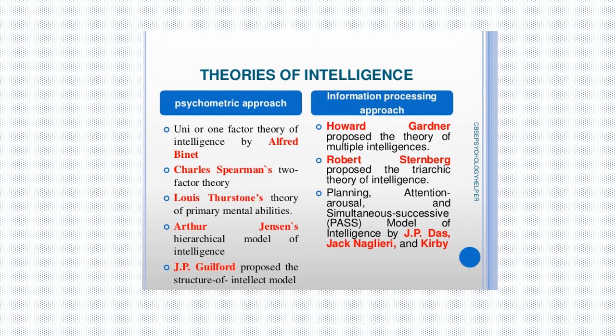So here there are certain theories under both the approaches. Under the psychometric approach we have the unifactor or one factor theory by Alfred Binet, then the two factor theory by Charles Spearman, then primary mental abilities by Louis Thurstone, Arthur Jensen's hierarchical model of intelligence, and then J.P. Guilford, who proposed the structure of intellect model. These are all under the psychometric approach. And under the information processing approach, we have Howard Gardner, who proposed the theory of multiple intelligences, Robert Sternberg, who proposed the triarchic theory of intelligence, and the planning, attention, arousal, and simultaneous successive model of intelligence by J.P. Das, Jack Naglieri, and Kirby. So these are all important for you from the point of view of the exam. Okay.